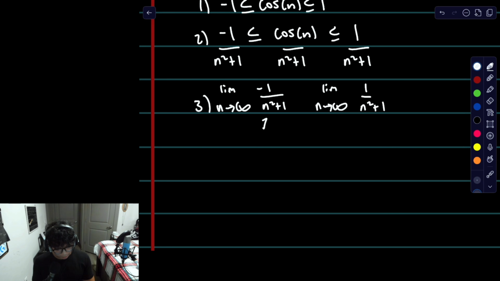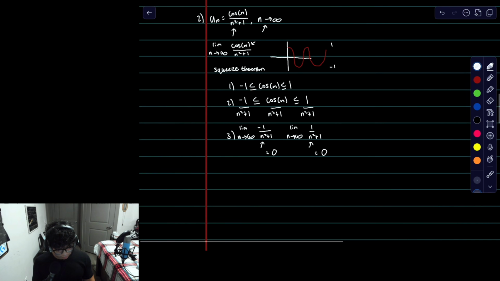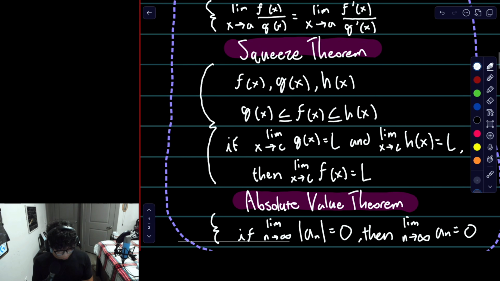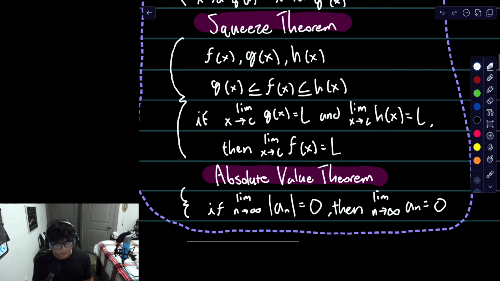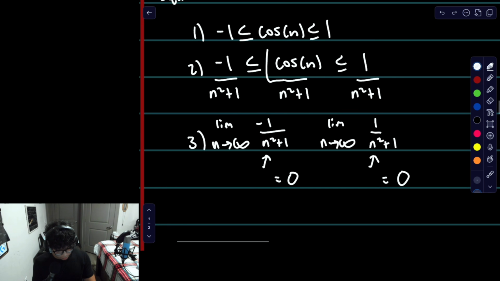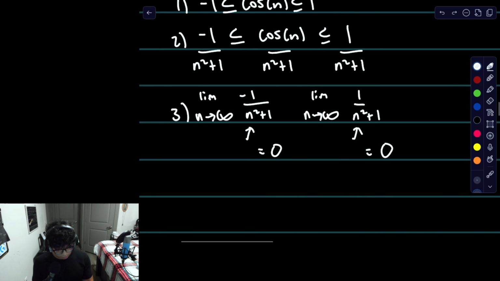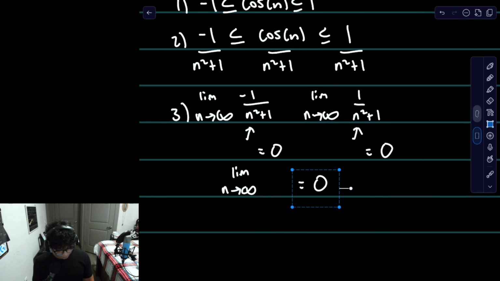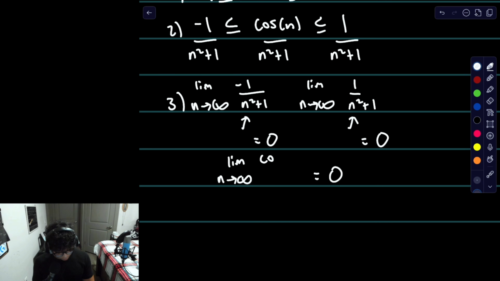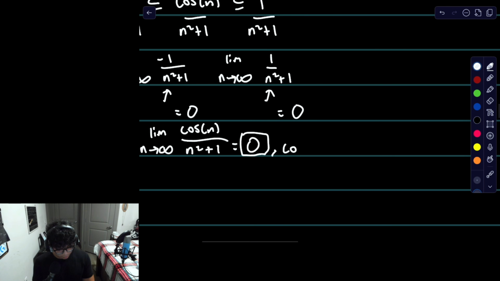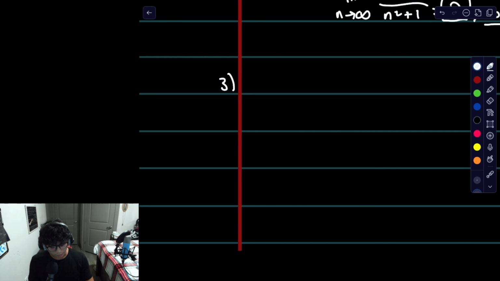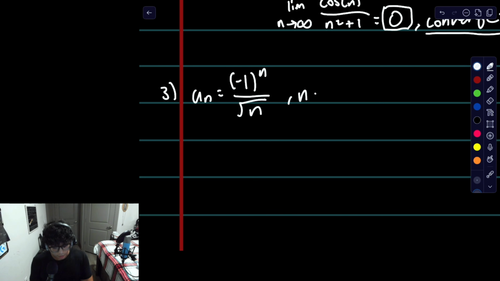Now, since our denominators on both get so large, they both approach 0. And notice in our little rules over here, if they approach the same thing, L, which in this case is 0, then our cosine of n, which is in the middle, will also approach 0. So our limit as n approaches infinity of our cosine of n over n squared plus 1 approaches 0, which of course converges. So let's let our third problem be a of n equals -1 to the n over the square root of n. And then let's find it as n approaches infinity.